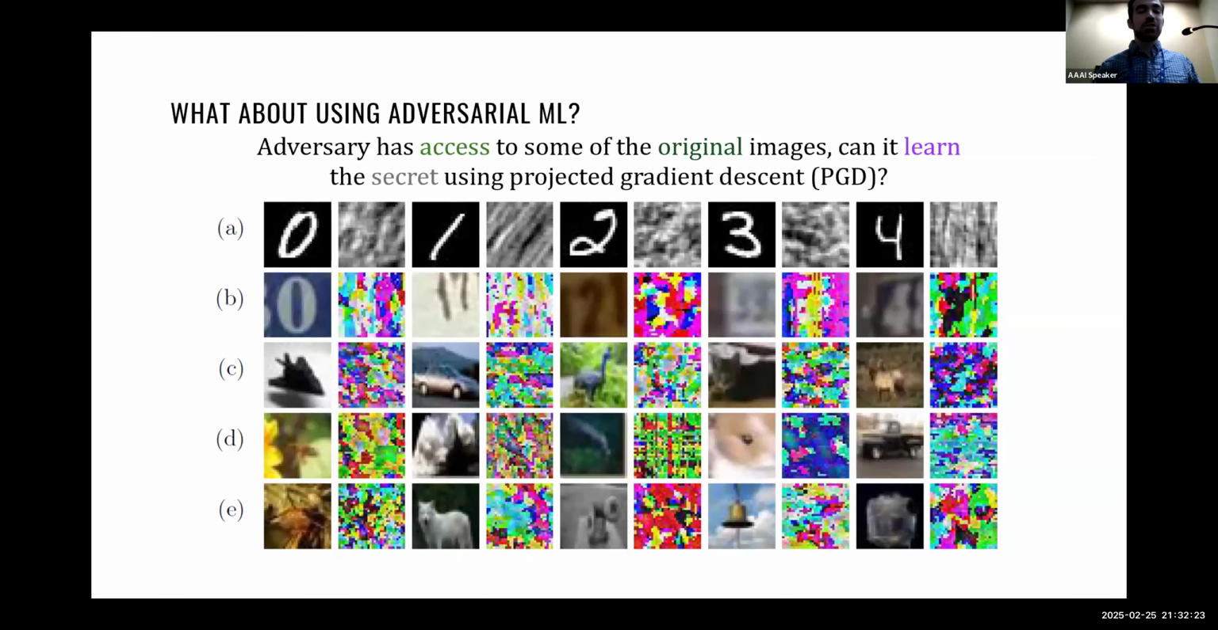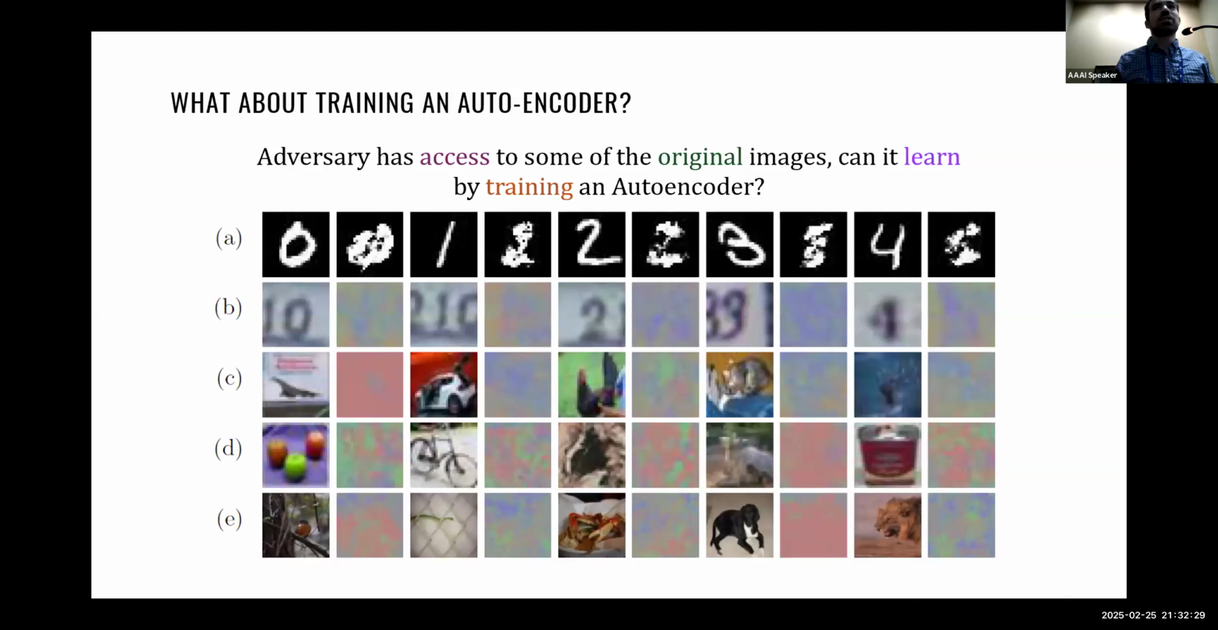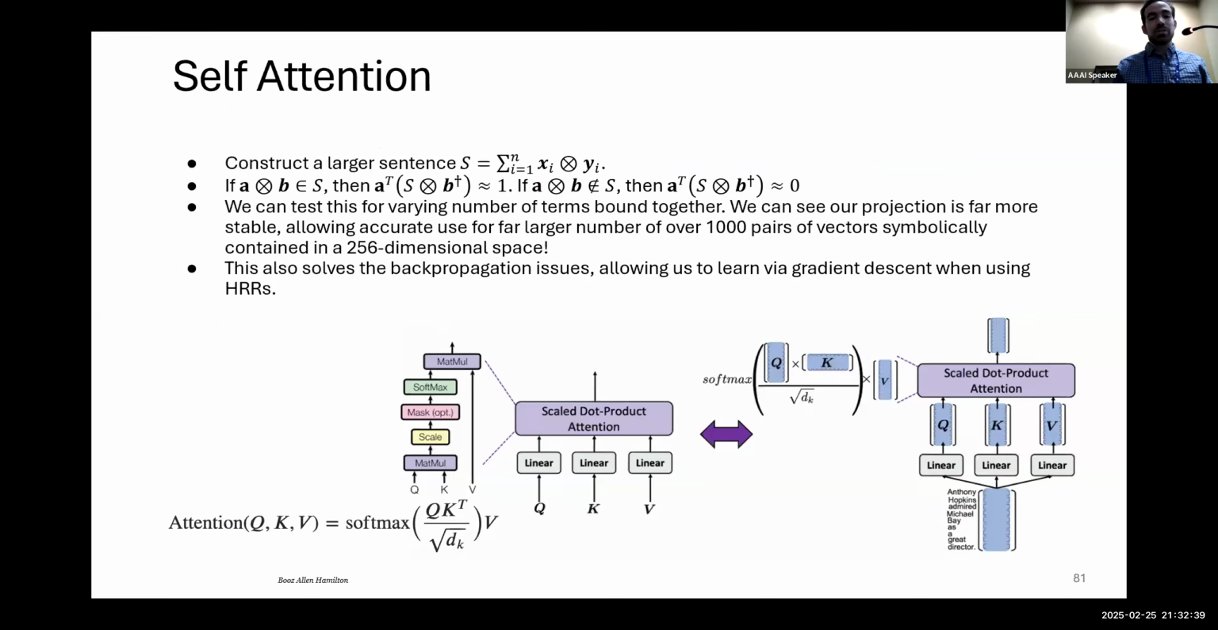We also tried some adversarial machine learning techniques. Does PGD work against it? No. The images all look like gobbledygook. Can you train an autoencoder to do it? No, the images all look very blurry. So this is all quite good. So let's do, oh, my slides are advancing automatically without me. How helpful. So that's connections to symbolic pseudosecrets.